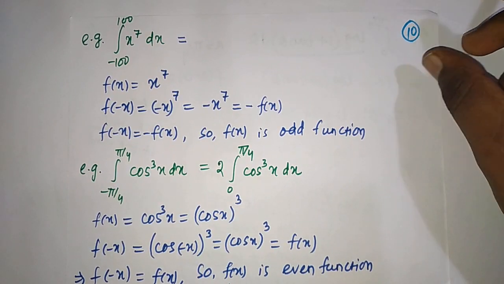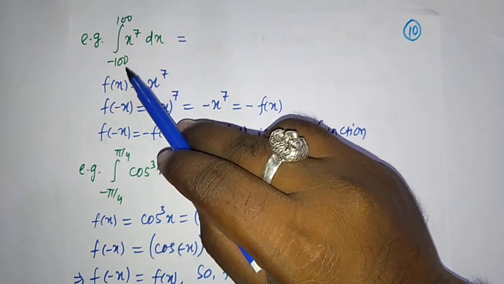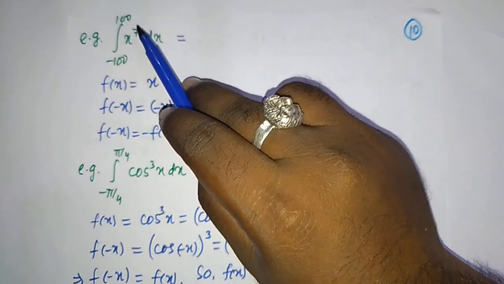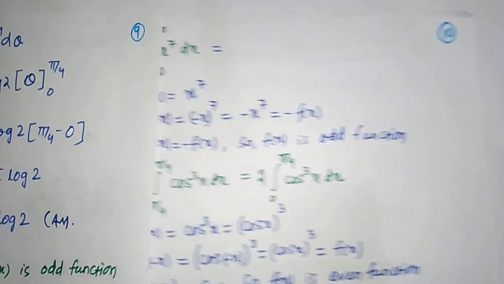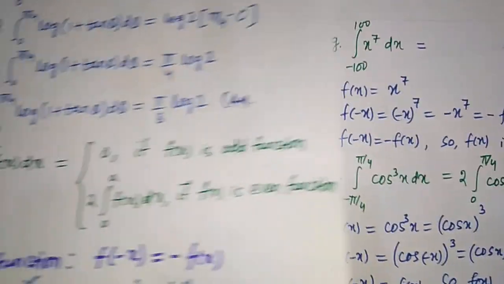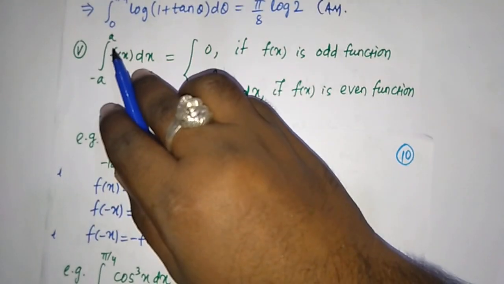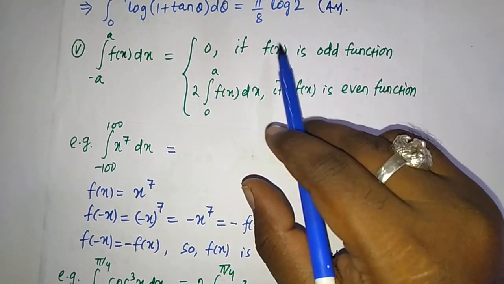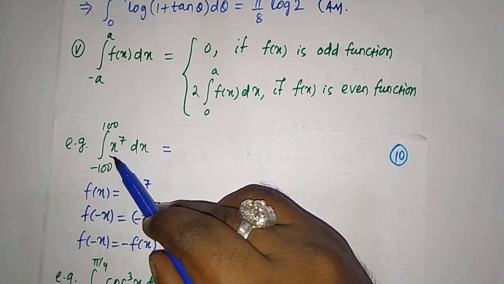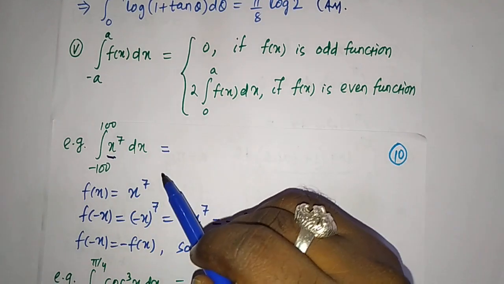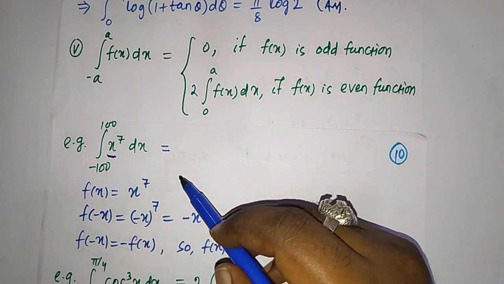Now here we will discuss one example, integration of x to the power 7 from minus 100 to 100. Minus 100 to 100. We know the formula, integration of f(x) from minus a to a is equal to 0 if f of x is an odd function. See here f of x is x to the power 7. So we will check whether x to the power 7 is an odd function or even function.